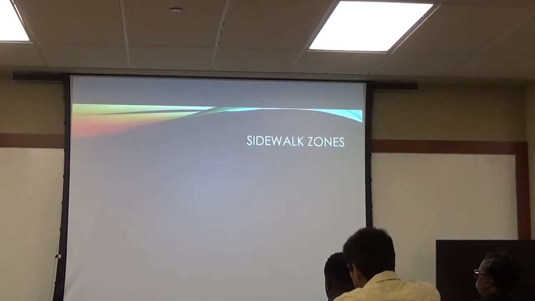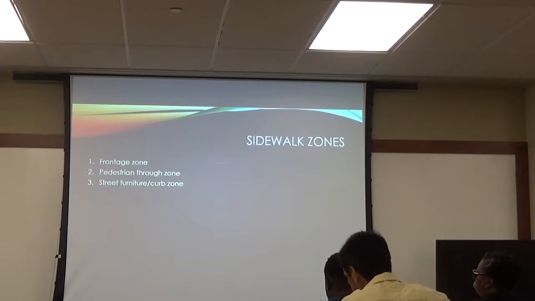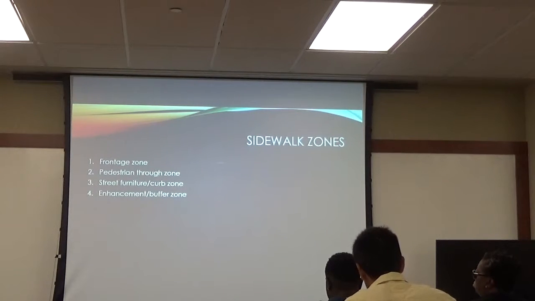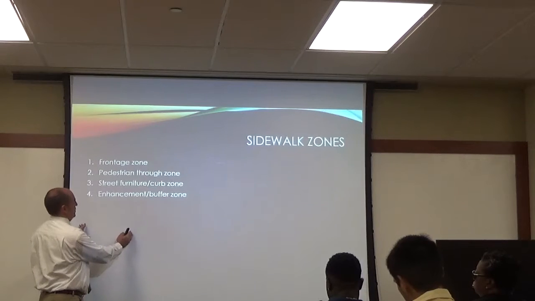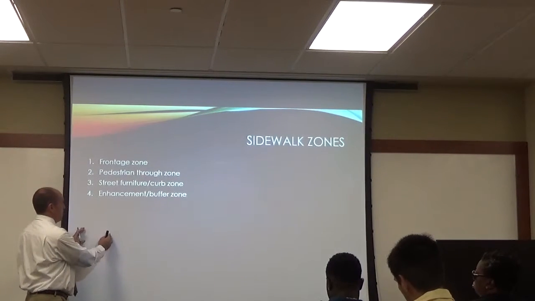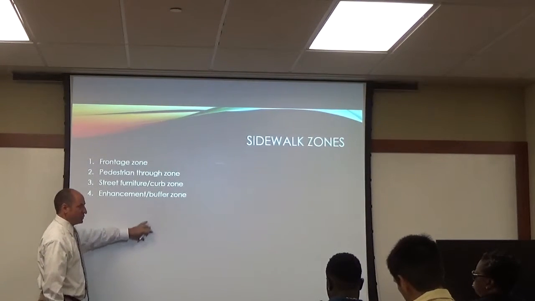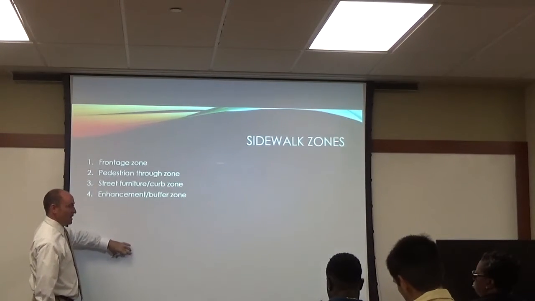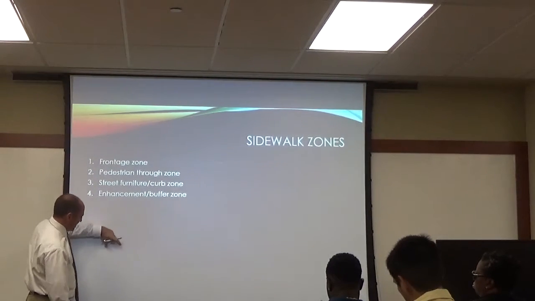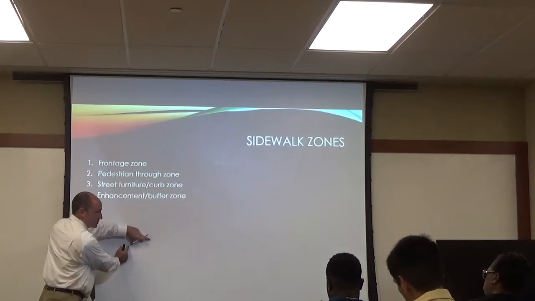But they have things like sidewalk zones. So for larger sidewalks, they have things such as a frontage zone, pedestrian through zone, a street furniture curb zone, or an enhancement buffer zone. So in other words, all these things are more or less parts of the sidewalk. There's where the pedestrians walk, there's that frontage area that's usually adjacent to the street. Then you'll have the street furniture curb zone, which sometimes is next to that. Or in other cases, you could have a buffer zone, where you've got the sidewalk, then the buffer zone, then you have the street.